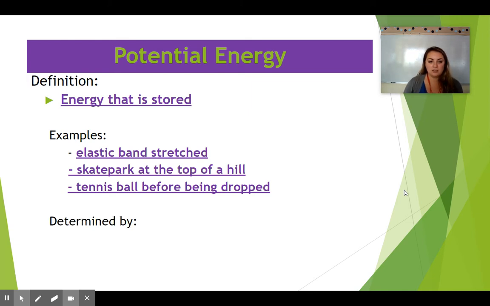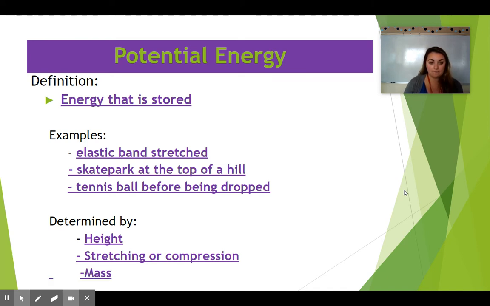And it's determined by the height of whatever you're talking about and stretching or compressing something. What I mean by determined by is that potential energy increases or decreases depending on height, stretching, or compressing, and the mass of the object. So how much matter is actually in the object will also change the amount of potential energy.